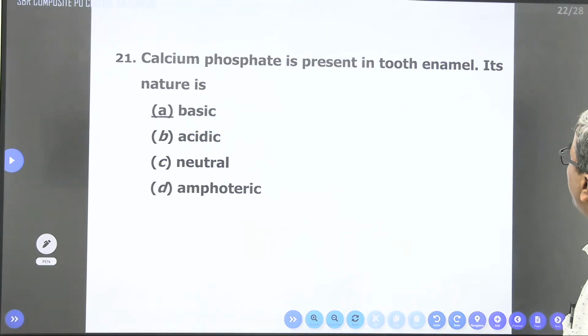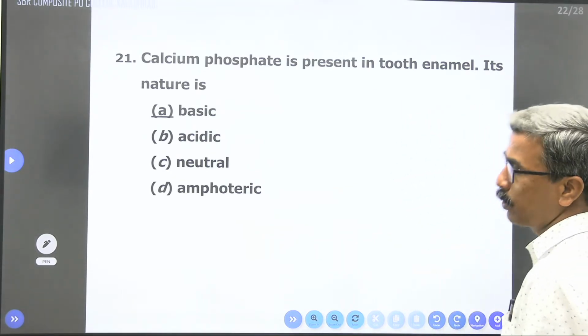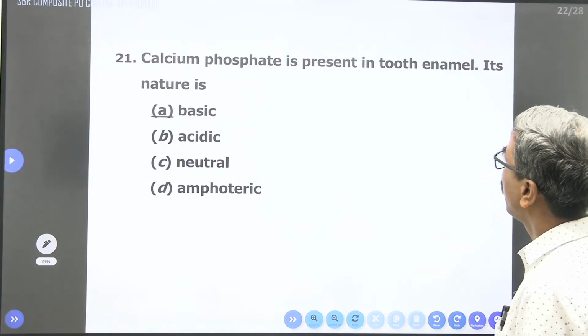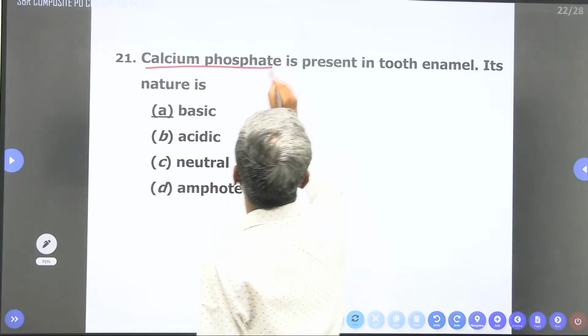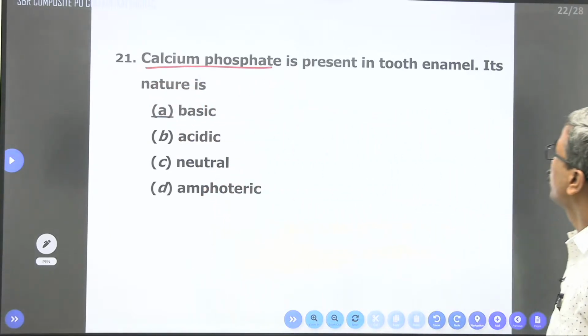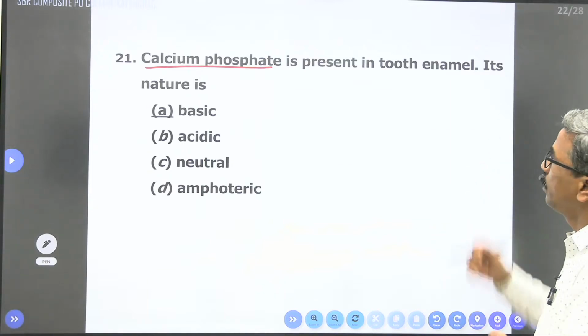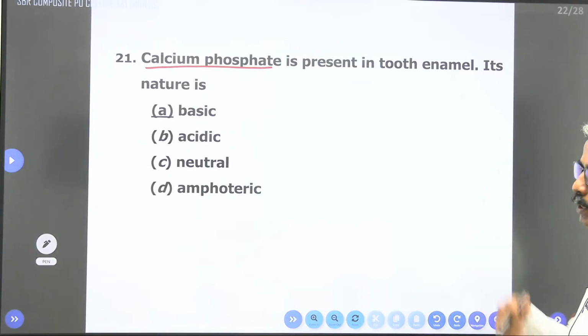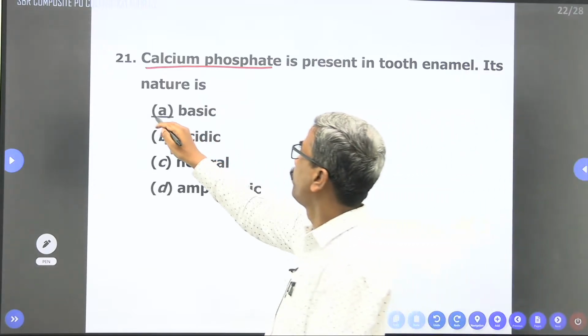Now next, question number 21. The statement of the question is: this is calcium phosphate, a compound which is present in your tooth enamel. What is the nature of that compound? They are saying that compound is chemically basic in nature.